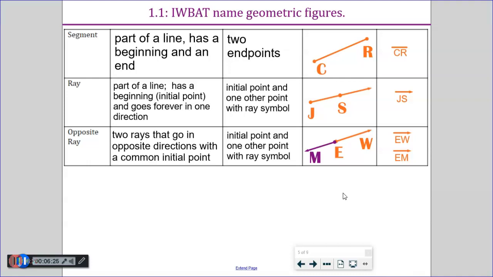Pause here, make sure you have all the definitions as well as their pictures, how to label them, and their names before moving on to the examples.